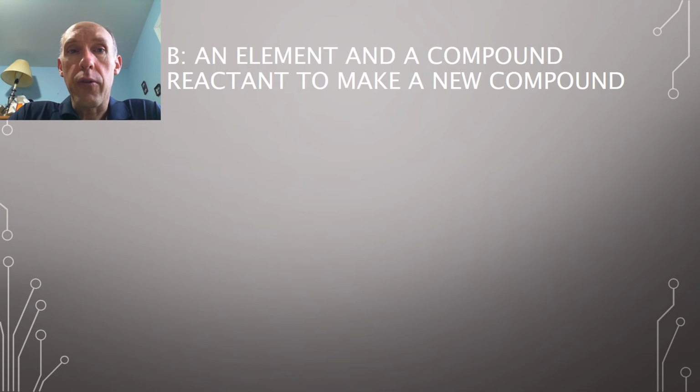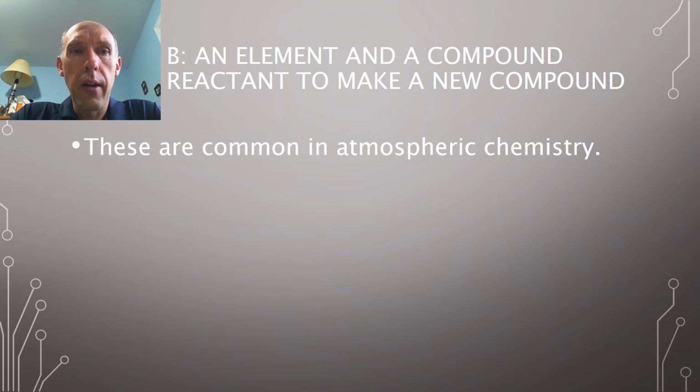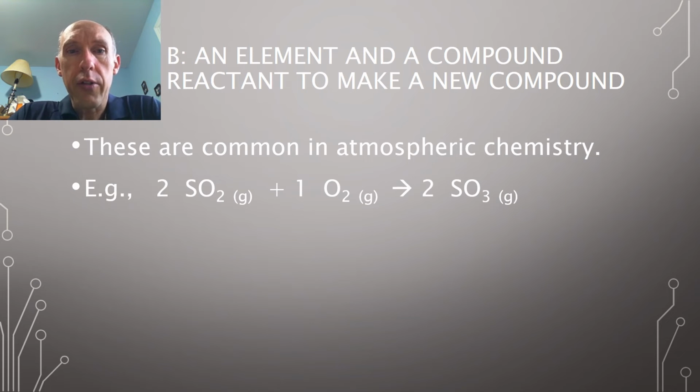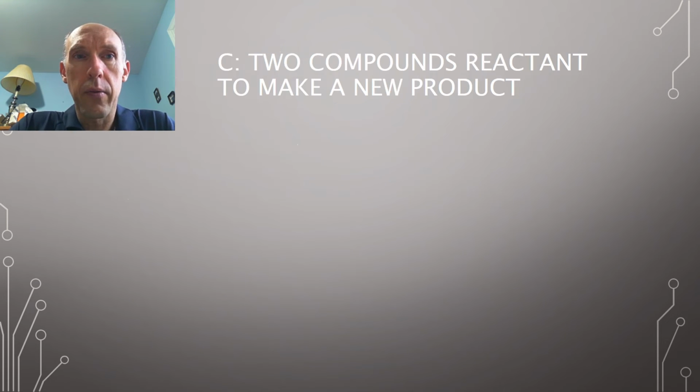The second version of synthesis is when you have an element and a compound reacting to make a new compound. This is pretty common in our atmospheric chemistry. An example is sulfur dioxide will react with oxygen in the air to make sulfur trioxide. You might remember a little bit of this from our acid-base chemistry in grade 10. Moving on now. The last one is two compounds react to make a new product.